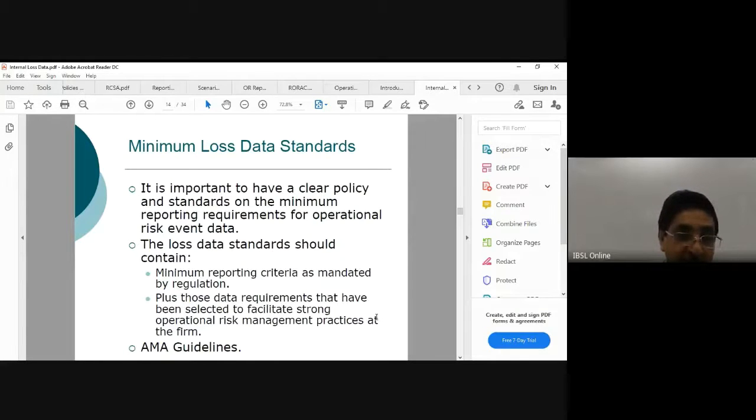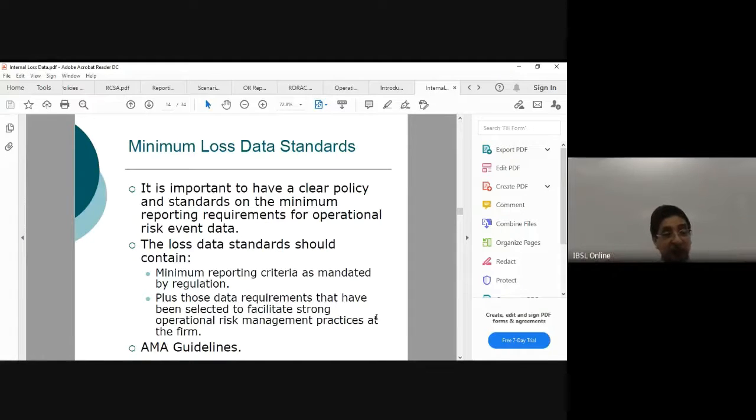Right. Now, when you say the minimum loss data standards, there you have two things. One is there should be a minimum loss amount to be reported, and there's another minimum to be taken into the loss database. Reporting should be given to even a smaller type of risk or loss; you have to report it. Then you will know where it is coming from.